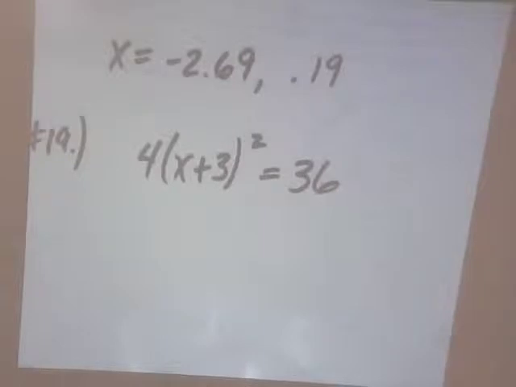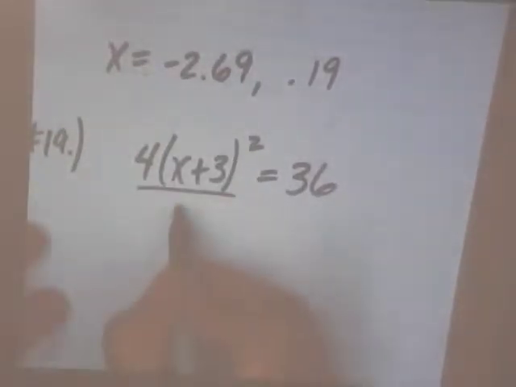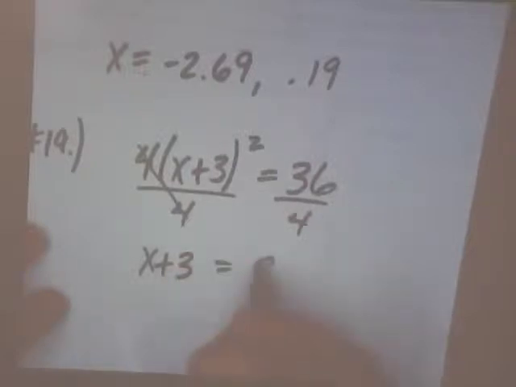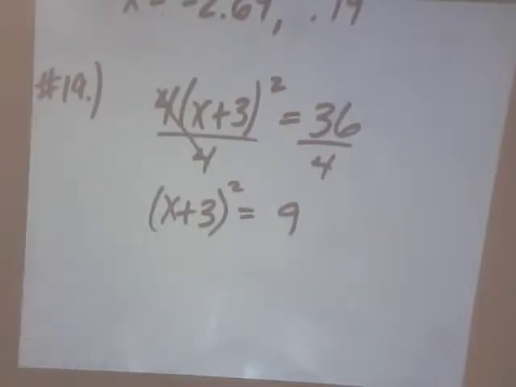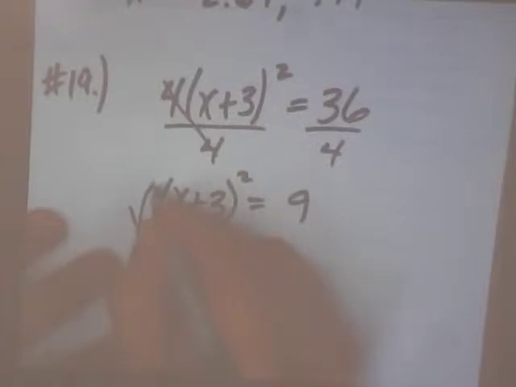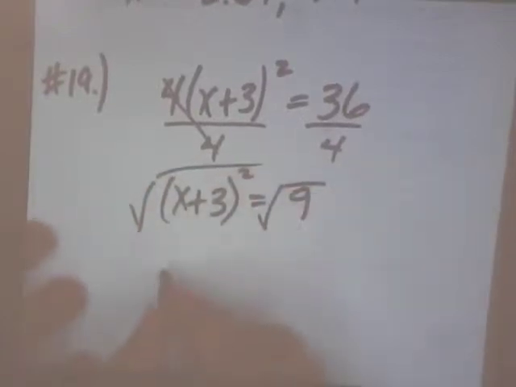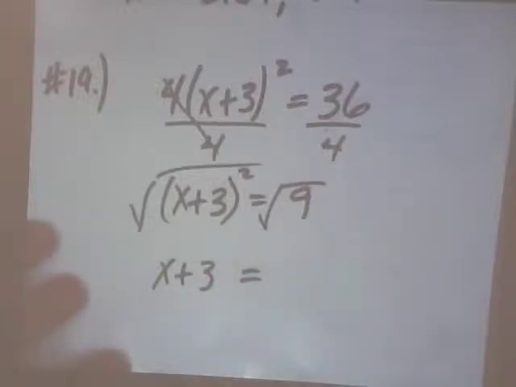All right, it wants to solve for x here. What should we do first? Divide by 4. Now what? Square root, right? Both sides. So on the left hand side I've got x plus 3. On the right hand side what do I have? 3. Close?